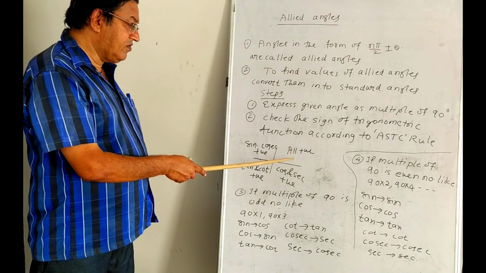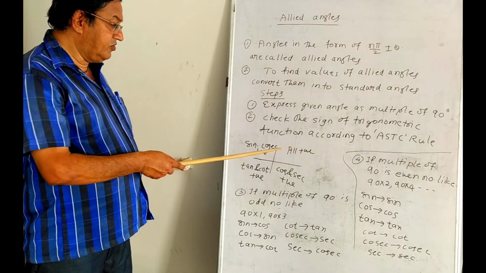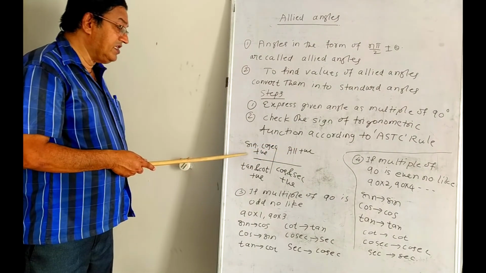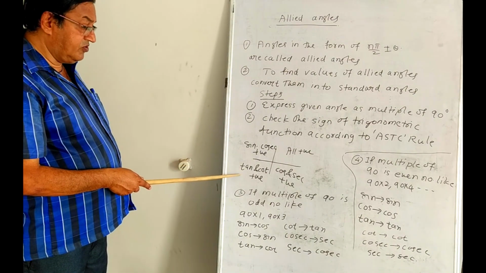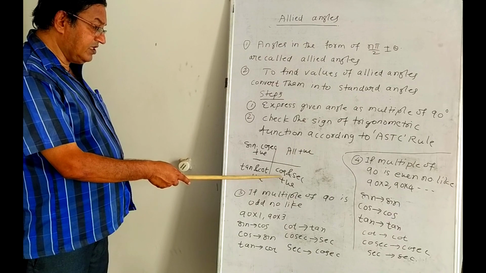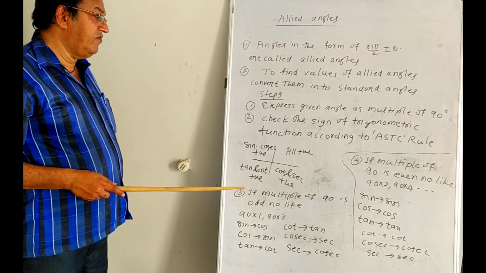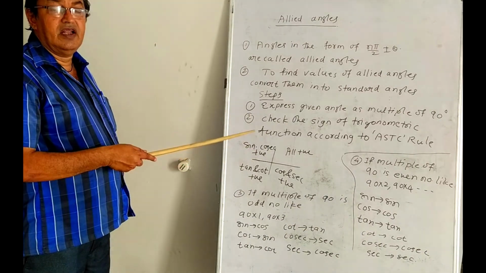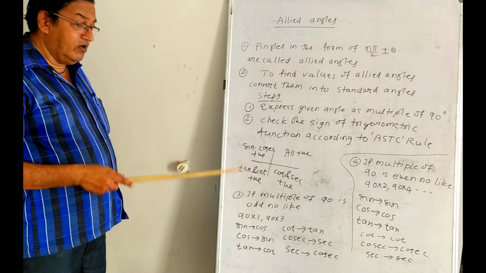So, in first quadrant, all trigonometric ratios are positive. In second quadrant, only sine and cosec are positive. In the third quadrant, tan and cot are positive. In the fourth quadrant, cos and sec are positive. This is how, once we express it as a multiple of 90, we see where that particular function lies and fix the sign, whether it is positive or negative.